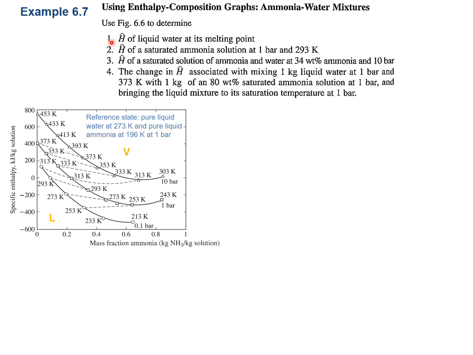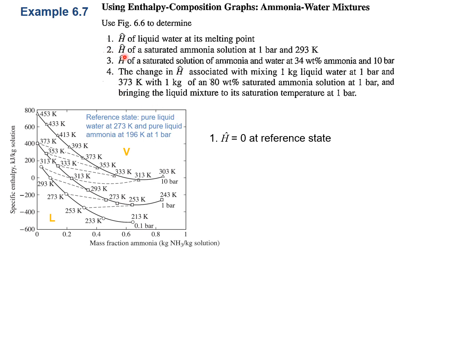Okay, let me go to the first question. Obtain the specific enthalpy of liquid water at its melting point. What is the melting point of water? At 1 bar, the temperature is 0 Celsius degree, or 273K. So, what is the value of this enthalpy? It's time to check again the reference state. Pure liquid water at 273 Kelvin is the reference state. It means this is the enthalpy at the reference state, because it is pure liquid water and the melting point is 273K. Therefore, the enthalpy of this situation is 0, because we are talking about the reference state of this phase diagram.